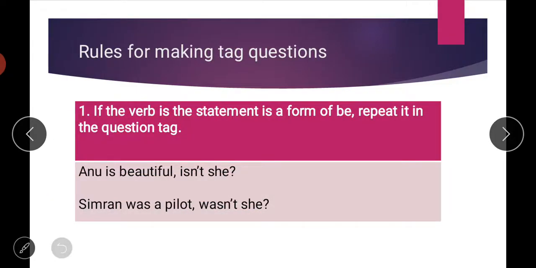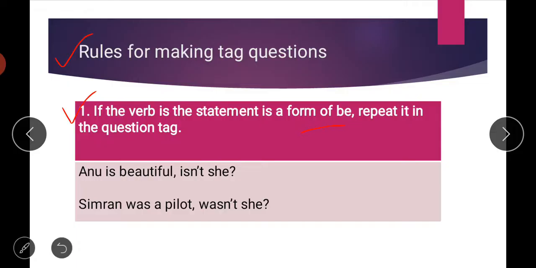Then next is rules for making tag questions. So the first rule is that if the verb in the statement is a form of be, repeat it in the tag question or the question tag. So, Anu is beautiful, isn't she? Then, Simran was a pilot, wasn't she?